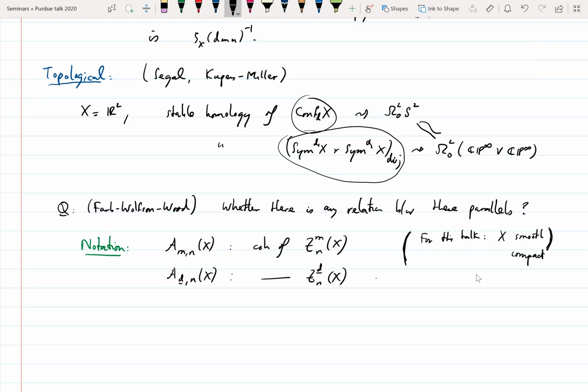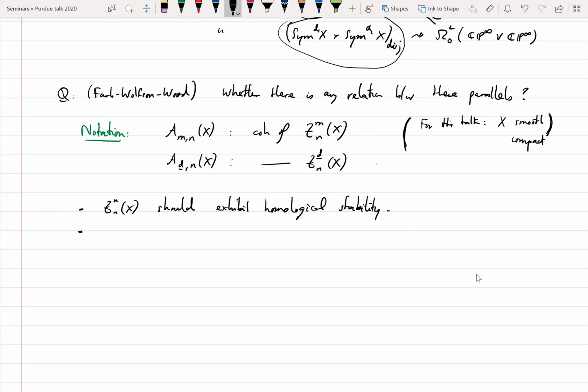Okay, so here's what Farb, Wolfson, and Wood asked: that Z_{M,N} should exhibit homological stability, and second, all the coincidences above, maybe not the number theoretic one, but at least the function field and topology one, have, I guess, cohomological origin.